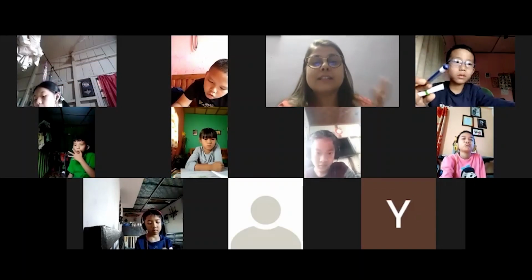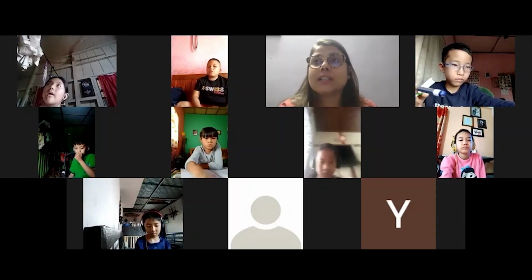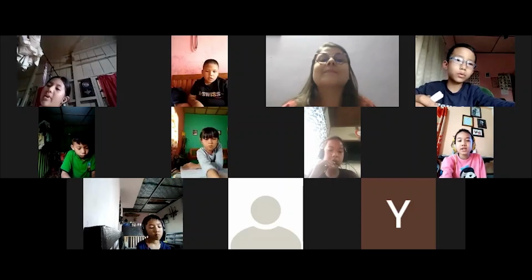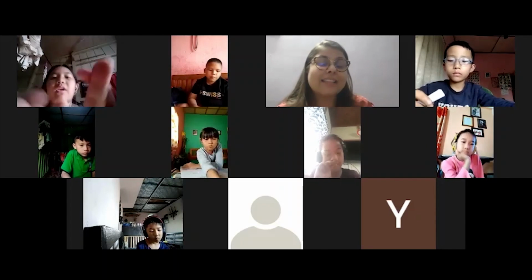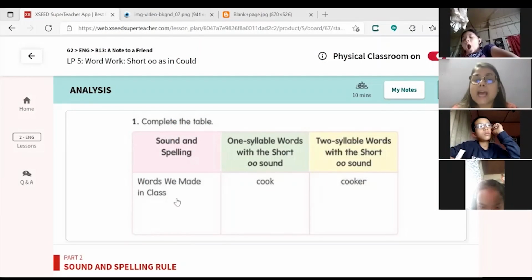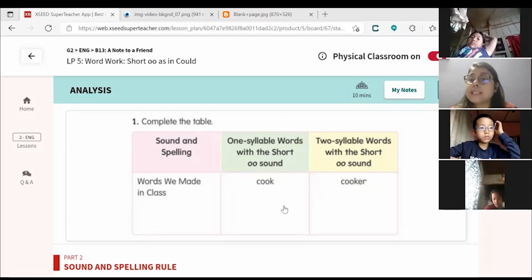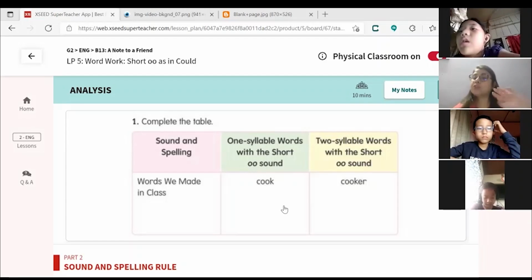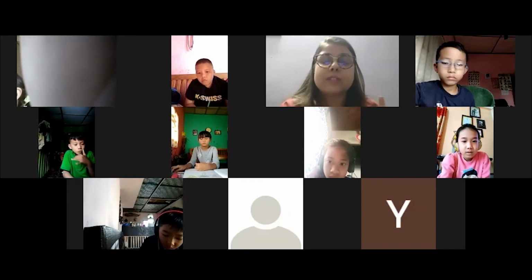Can you name the vowels which make the short O sound? Double U makes it. Double O. Yeah, that's correct. So in the first column, you have to write these words which we have made. In the second column, it's written 1-syllable words with the short O sound. And in the third column, you have to write 2-syllable words with the short O sound. Now, do you know what are 1-syllable words and 2-syllable words? Can somebody tell me one word which has 2 syllables?